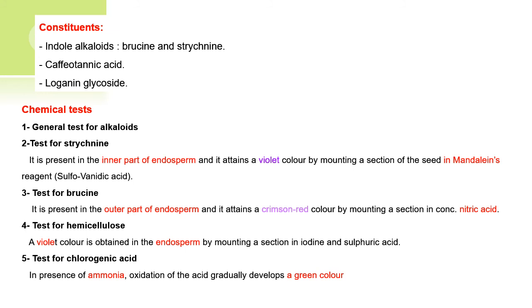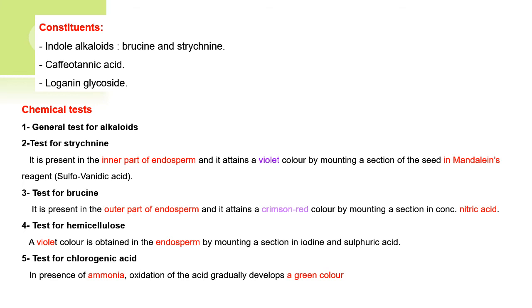Test for strychnine. Strychnine is present in the inner part of the endosperm. On addition of Mandelin reagent, which is sulfovanadic acid, the inner part of the endosperm acquires a violet color due to the presence of strychnine. Addition of concentrated nitric acid to a section of the Nux vomica: the outer part of the endosperm acquires a crimson color due to the presence of brucine.